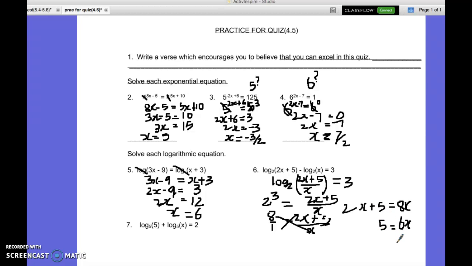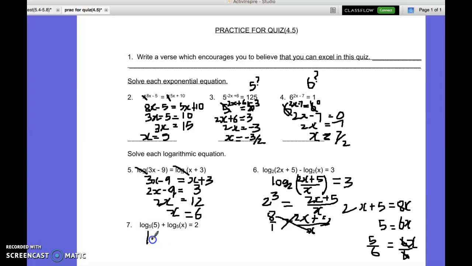And then what? Divide both sides by 6. When I divide both sides by 6, I get my answer. 5 over 6 equals, it's gone. So x is going to be equal to 5 over 6. Alright? So one more. This was the subtraction type, which we work by dividing. How about the addition type? What should we do? Addition type we work by multiplication.